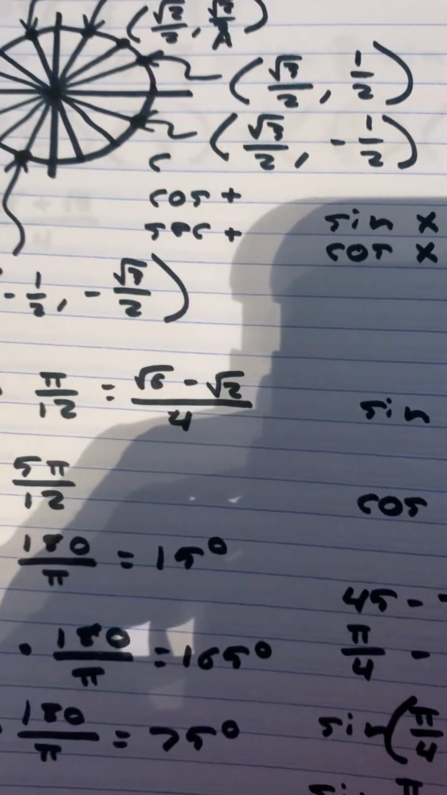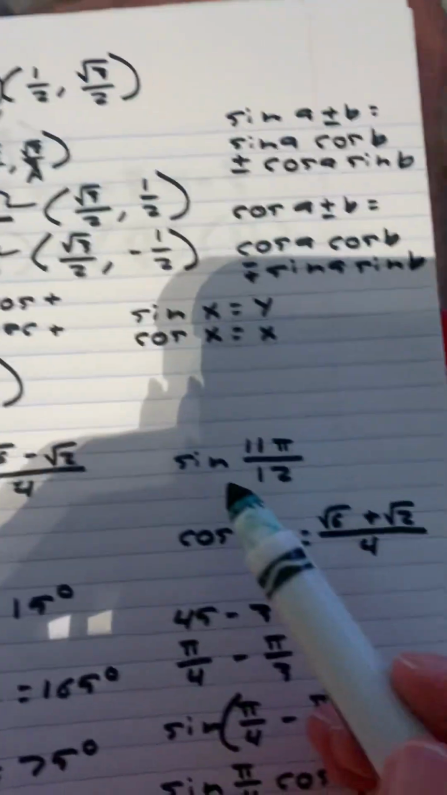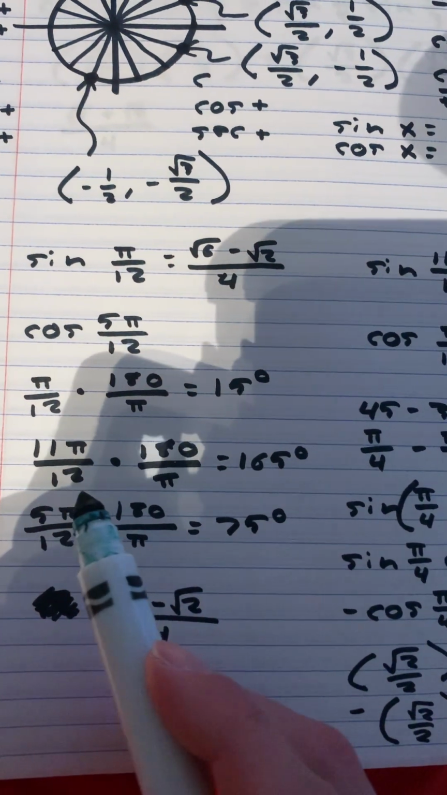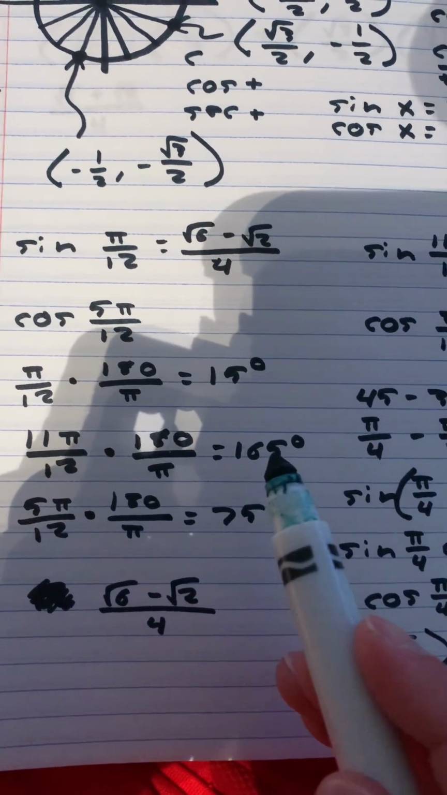That's pretty easy. Now it gets a little bit difficult here. Let's try the sine of 11 pi over 12 now. So, we said that 11 pi over 12 converted into degrees is 165 degrees.